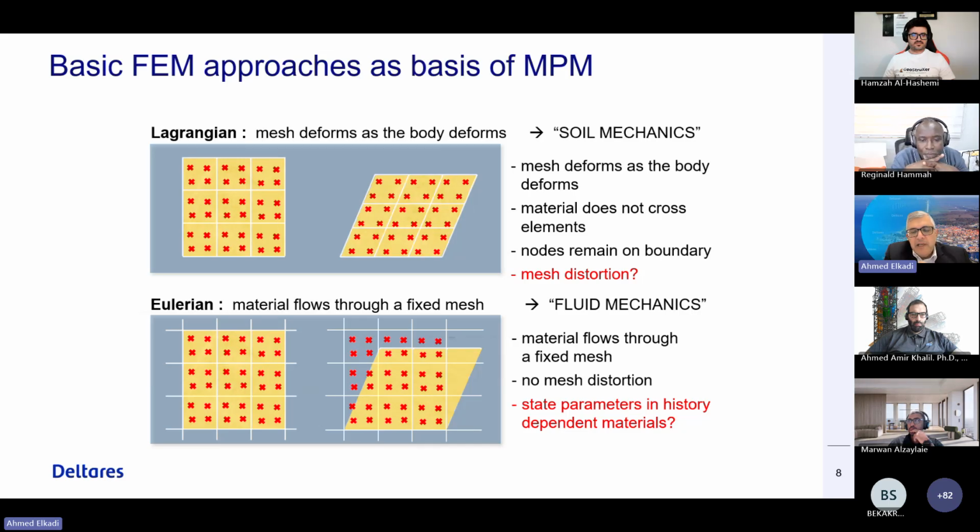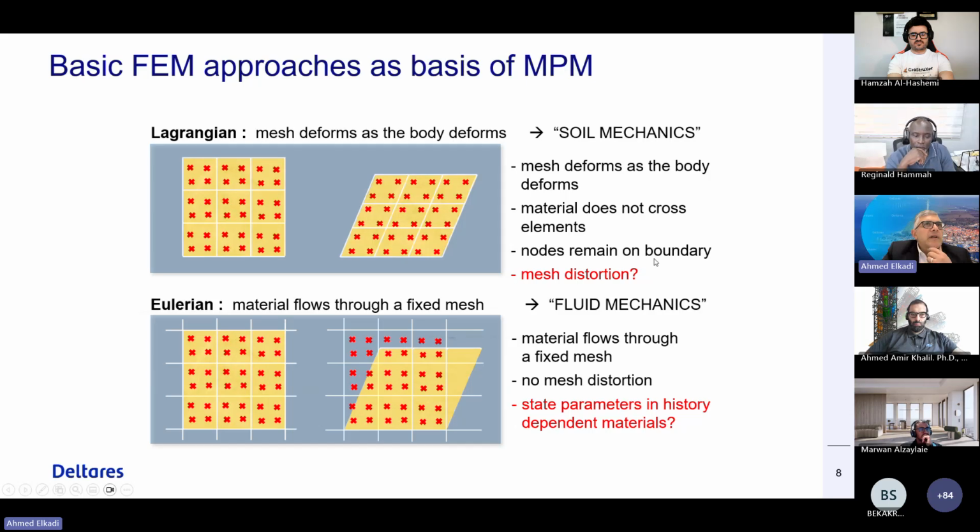In this case, the particles carry all the information we need. So mass, velocity, stresses, strains are carried in the particles. And once the forces and displacements are calculated, the particles start to move to a new location, and the mesh is reset. Mesh is reset, which means that we don't get into excessive mesh deformation. So it's always within the limits. And the particles keep moving or flowing through this fixed mesh. By that, we avoid this mesh distortion, and the state parameters, as I mentioned, are captured in the particles.